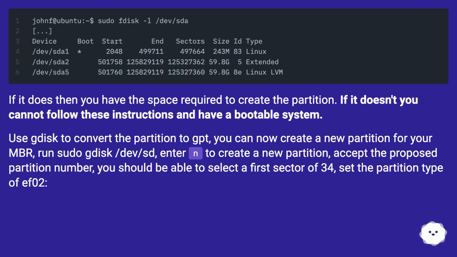Use gdisk to convert the partition to GPT. You can now create a new partition for your MBR. Run sudo gdisk /dev/sdX. Enter n to create a new partition. Accept the proposed partition number. You should be able to select a first sector of 34. Set the partition type to EF02.